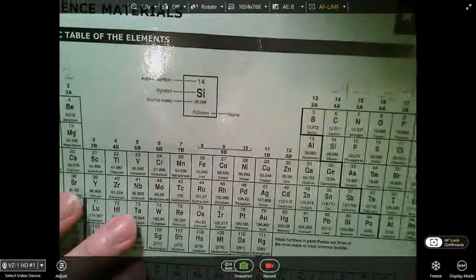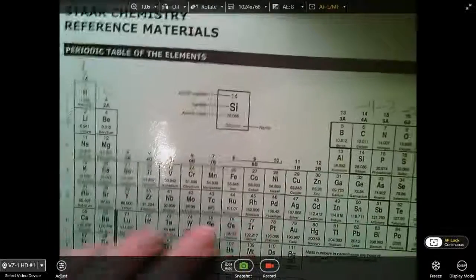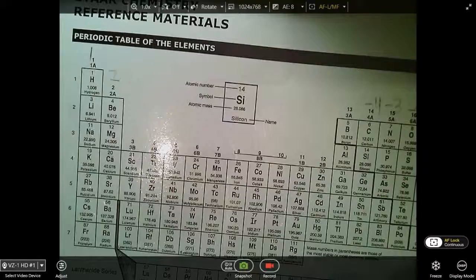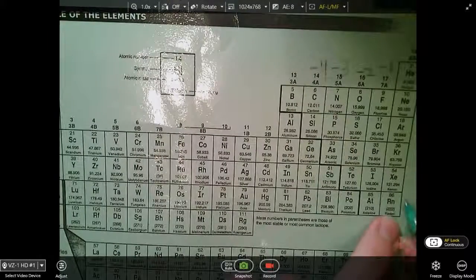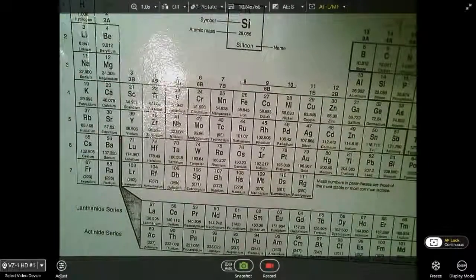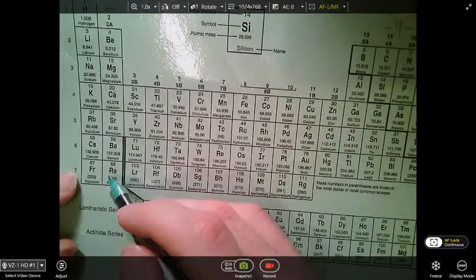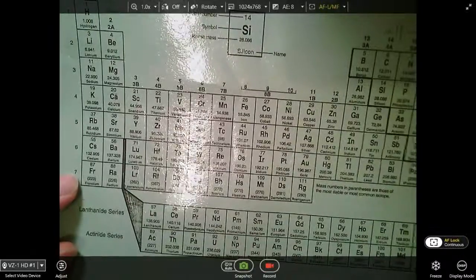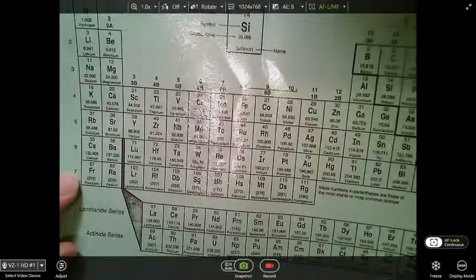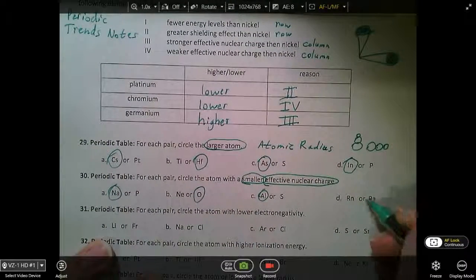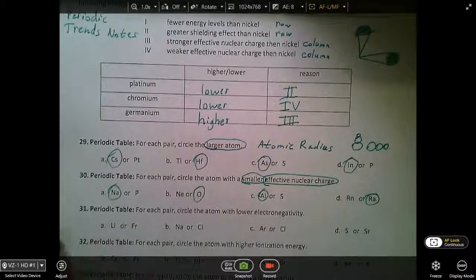Rn or Ra? Rn is here. Ra is right there. Well, Rn is much farther to the right. Ra has another layer of electrons shielding it. Rn is far over to the right side. It's going to have a greater effective nuclear charge. So we're going to go with Rn as the greater, which means Ra would be the smaller. This one's probably the trickiest one.